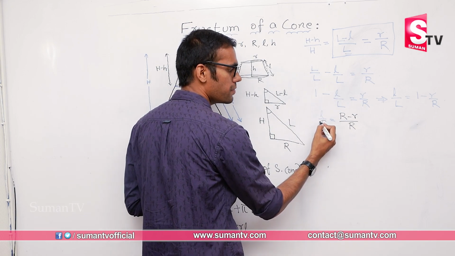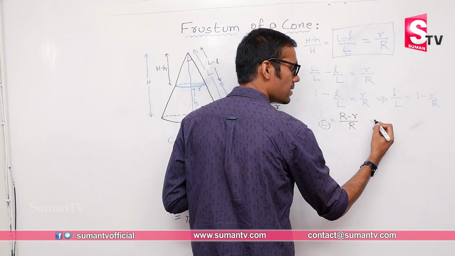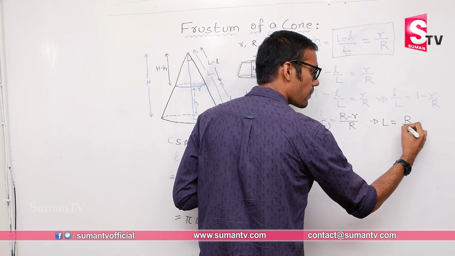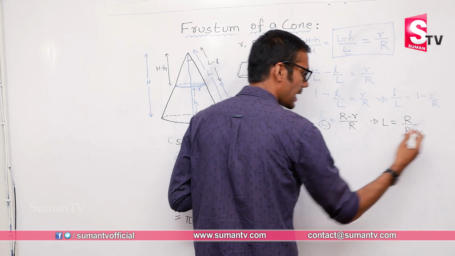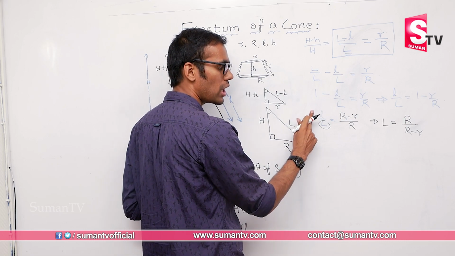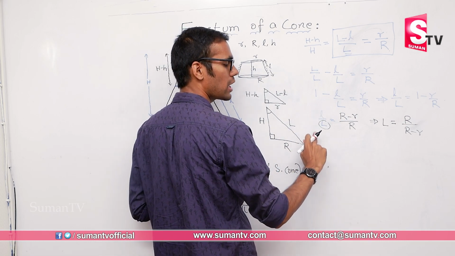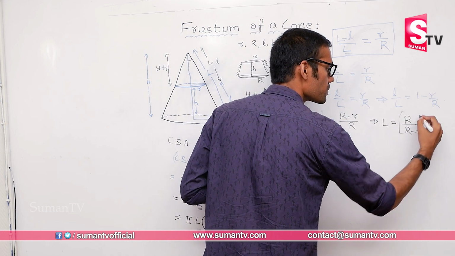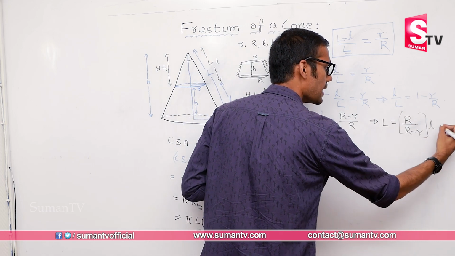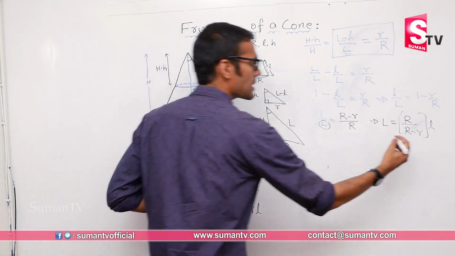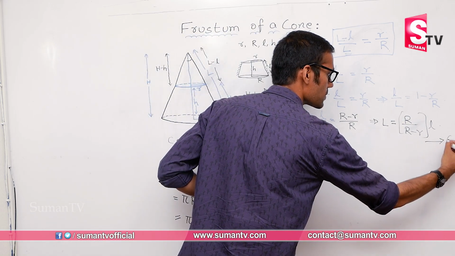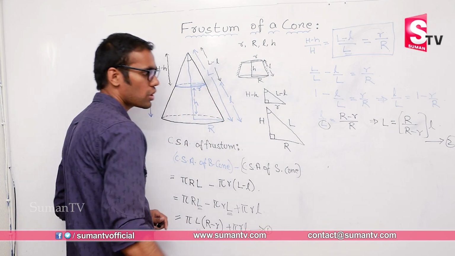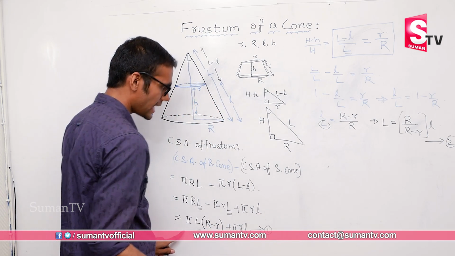But we want the value of capital L. So, here capital L will be equal to capital R by capital R minus small r, I am just taking the reciprocal of small l by capital L. So, capital L by small l will be equal to capital R by capital R minus small r, into small l. So, if you substitute this second equation in the first equation, what are we going to get? So, from 1 and 2, what do we get?